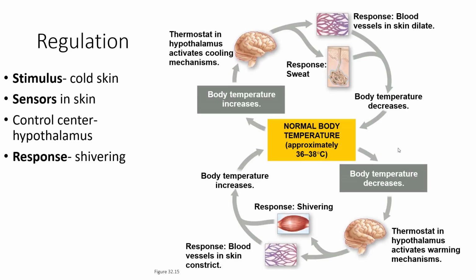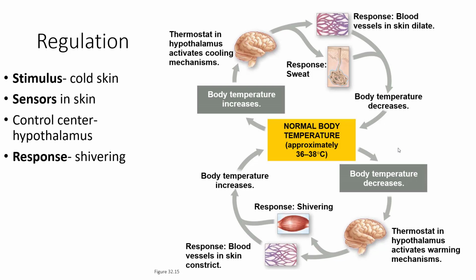We see this in the body. You have a normal body temperature of about 36 to 38 degrees Celsius. If that decreases, then the sensors in the skin are going to detect that. They're going to send a signal to the thermostat in the hypothalamus, which is your control center, and that's going to activate warming mechanisms in the body, like shivering or constricting vessels in the skin, causing an increase in the body temperature, which brings it back to the normal body temperature. In this case, the temperature has changed back to normal when it started moving away.